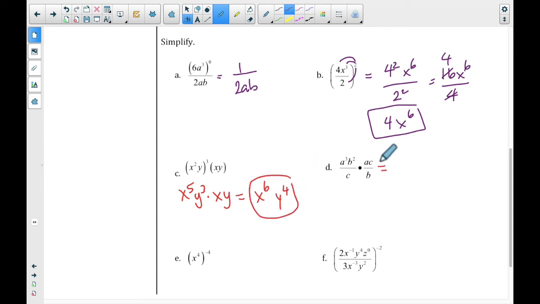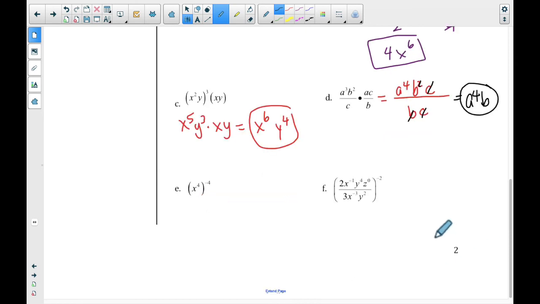When I have these like this, I like to go all the way across the top and then all the way across the bottom. So when we go all the way across the top, we have a to the 4th, b to the 2nd, c, and on the bottom we have a, b, and a c. And now we have to see what cancels out. Well, these c's cancel, and b goes in here and cancels that, so there's just one b altogether. So my final answer is a to the 4th times b.